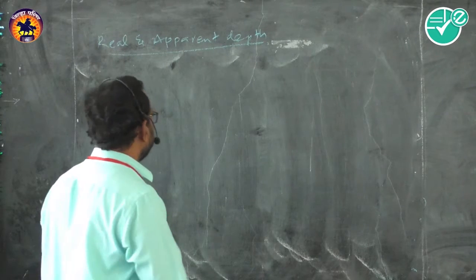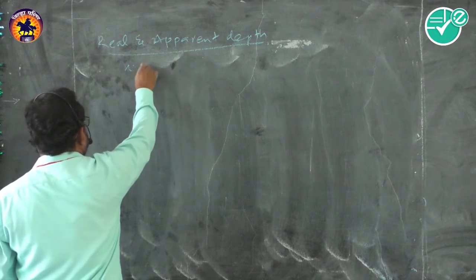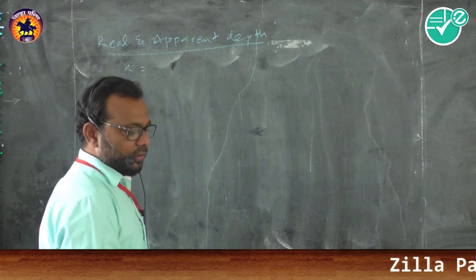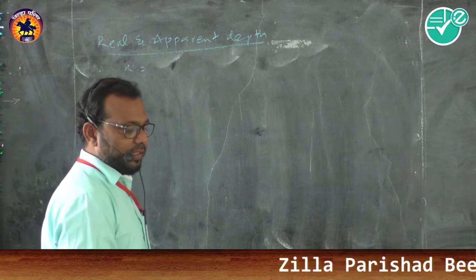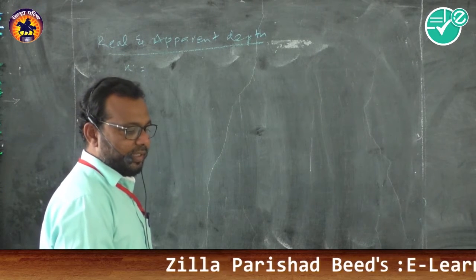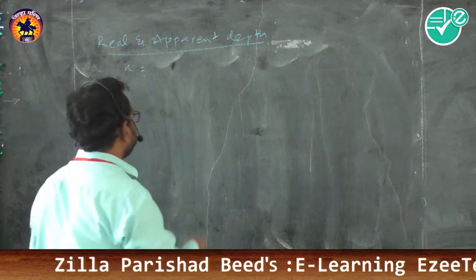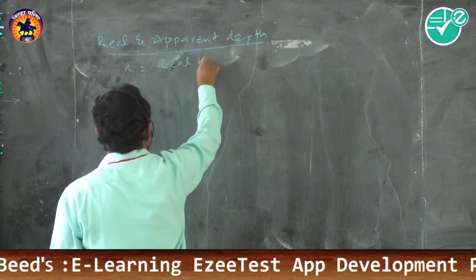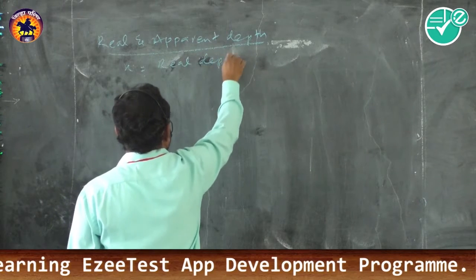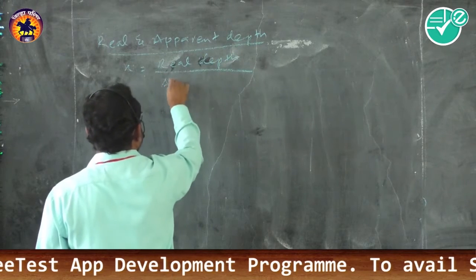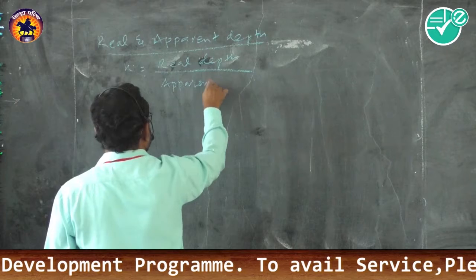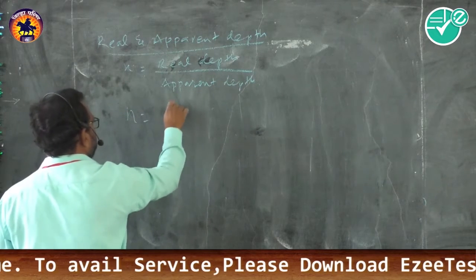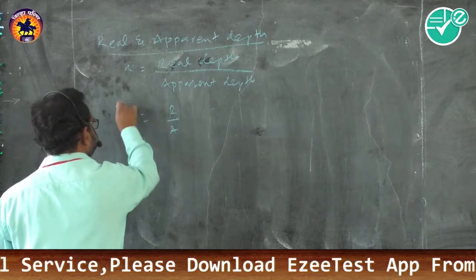Okay, so refractive index is denoted by n. It is the ratio of real depth upon apparent depth. n is equal to real depth divided by apparent depth. This is the formula: n is equal to R upon A.